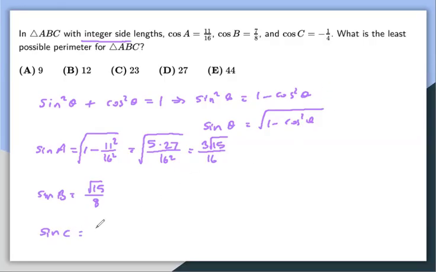So, if you plug it in, you will just get root 15 over 4. Okay, so why is this important? Because as soon as we have the sine values, we can just apply our law of sines.